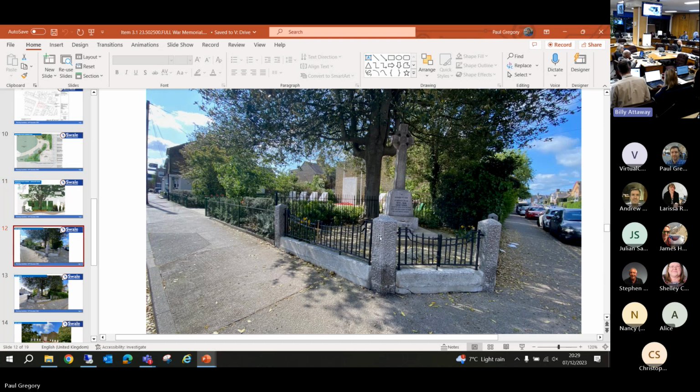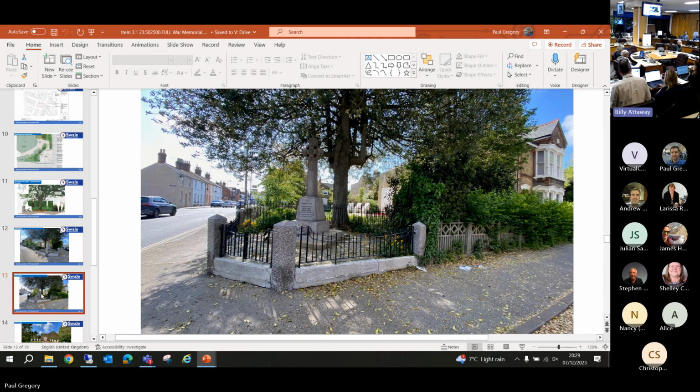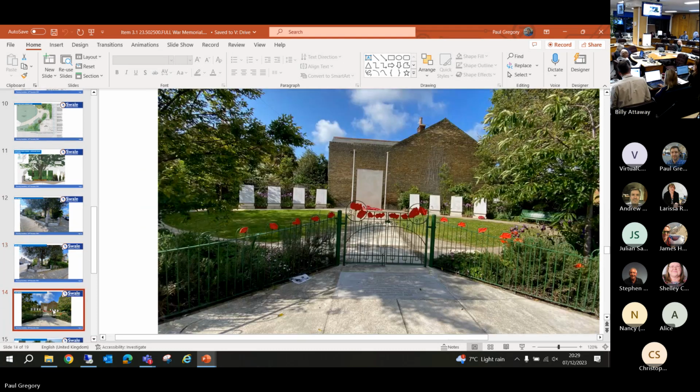So the photographs of the site. Here's the memorial that's on the corner there. Obviously quite prominent where it is at the moment. Here's just from the other side, the same view. So this is the remodeled memorial garden, and it's proposed to go in front of this stone here, the largest one that's obviously in the central part towards the back of the garden.